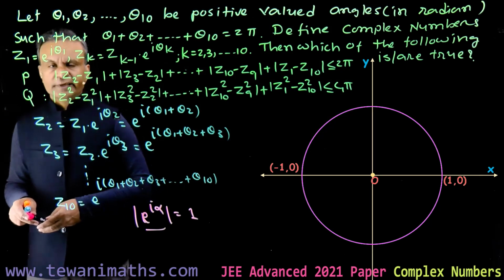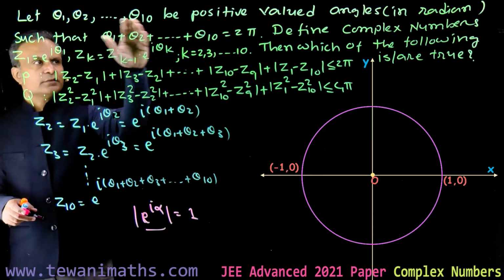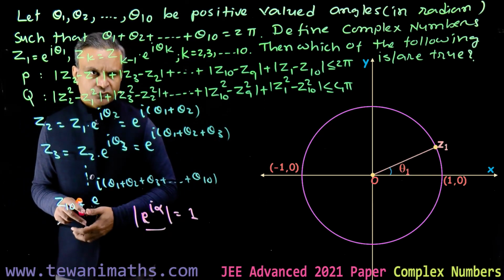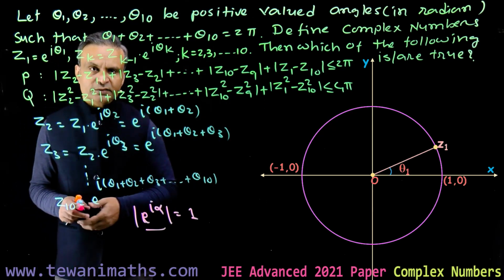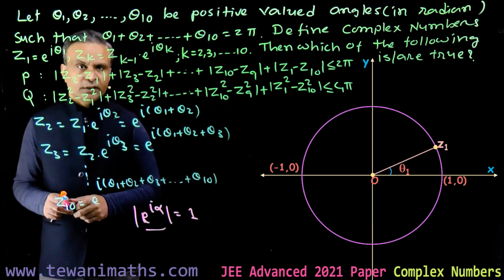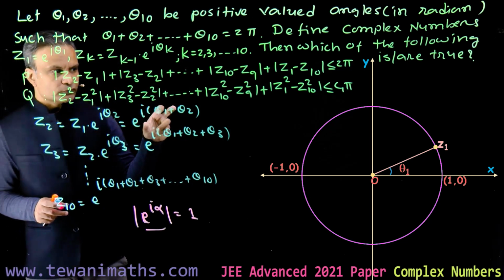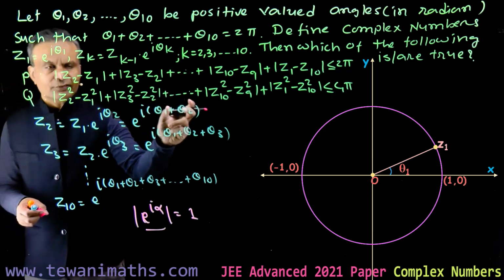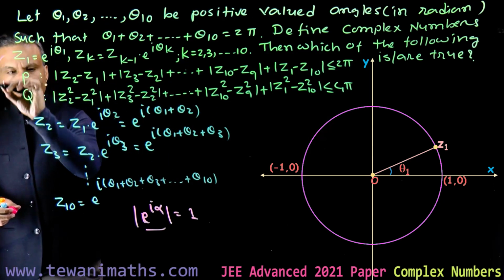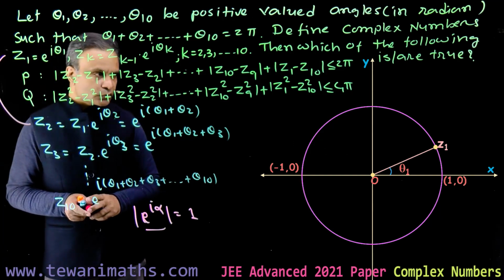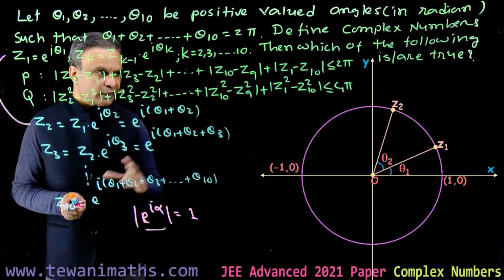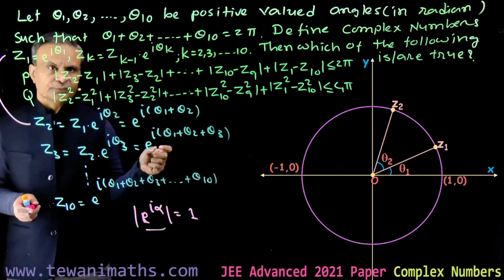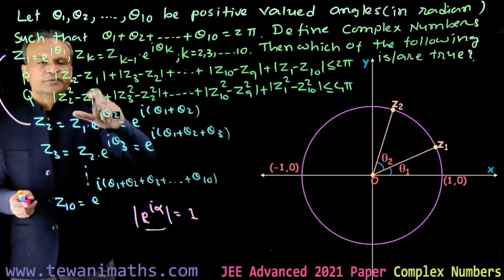Now we first mark complex number z1 whose argument is theta 1. Here all these angles are positive, so we mark z1 in the first quadrant such that its argument is theta 1. So this angle is theta 1, the angle of OZ1 with the positive real axis. Now the argument of z2 is theta 1 plus theta 2. The difference between arguments of these two complex numbers is theta 2, so we mark z2 here with argument theta 1 plus theta 2. The angle between OZ1 and OZ2 will be theta 2.